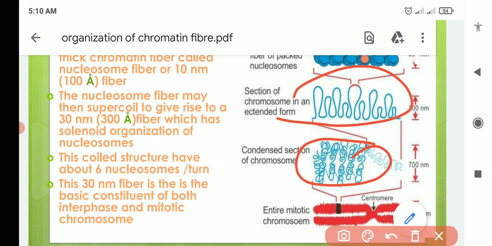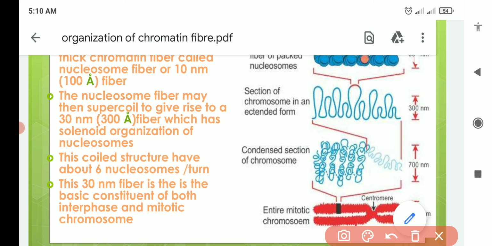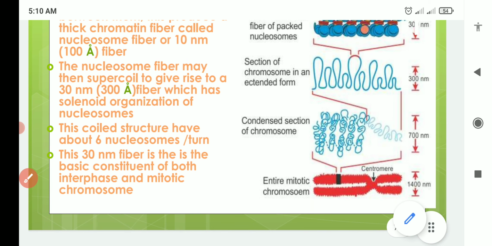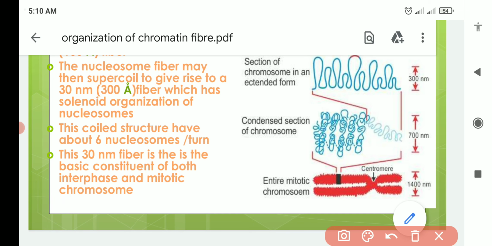This will form the chromosome arm, and one arm of the chromosome is approximately 700 nanometer in diameter. You know that there are two chromatids present in the chromosome, so each will have 700 nanometer diameter, and a total of 1400 nanometer diameter will be there for a chromosome. So ultimately this forms the arms of the chromosome, or we can say the chromatids.